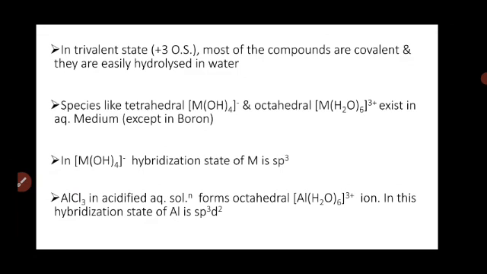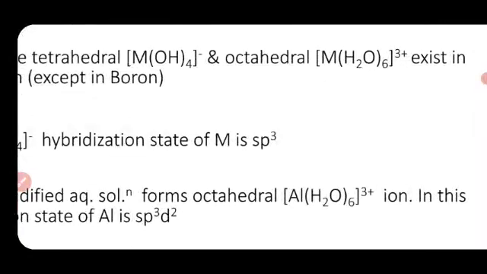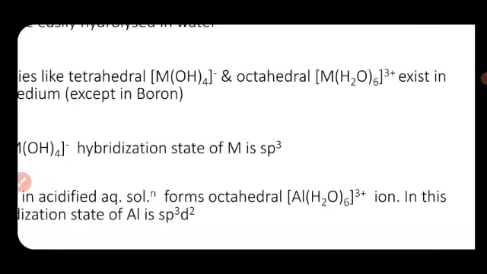When AlCl3 is acidified in aqueous solution, acidified in aqueous solution means acid is added in presence of water, or dilute acid, it forms an octahedral ion, that is [Al(H2O)6]3+. In this, the hybridization state of aluminium is sp3d2 because the 3d orbital is involved in hybridization.